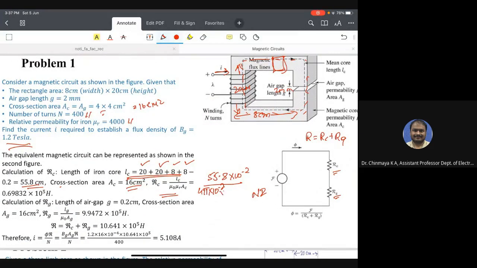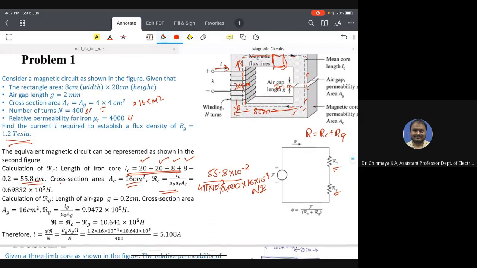We have mu r, which is 4000, into area of cross section, which is 16 centimeters square into 10 to the power of minus 4, because it's centimeters square. So the resultant will be 0.69832 into 10 to the power of 5 Henry. The reluctance of the core is 0.69832 into 10 to the power of 5 Henry.